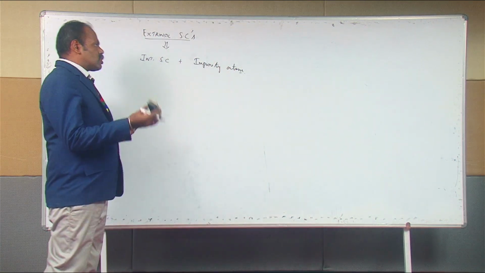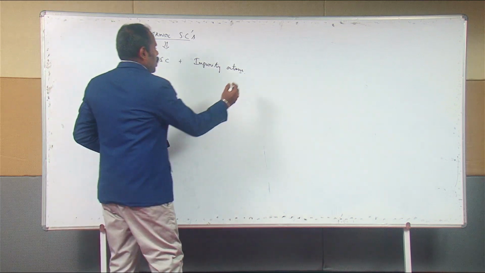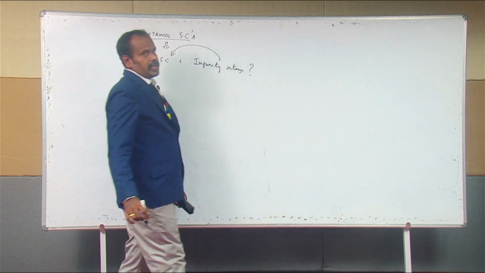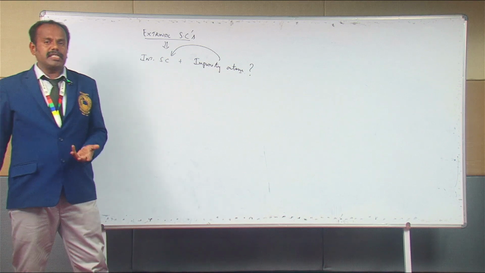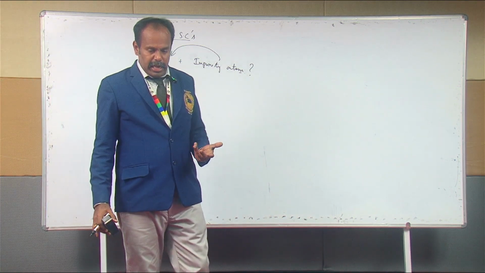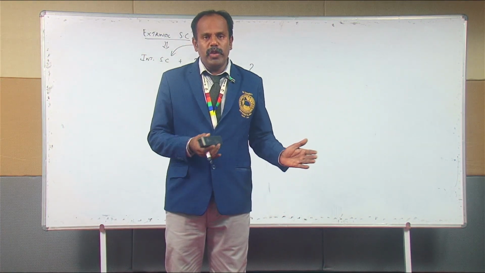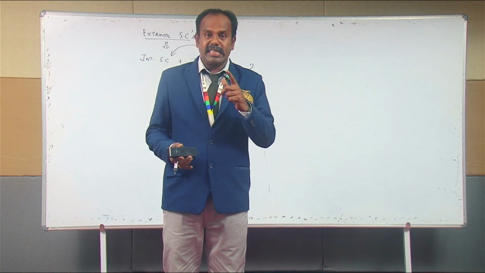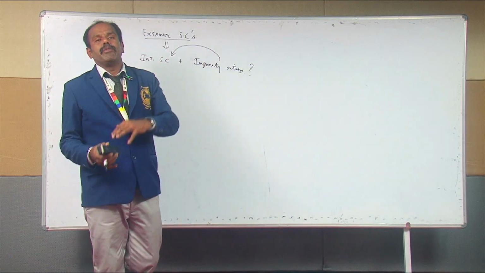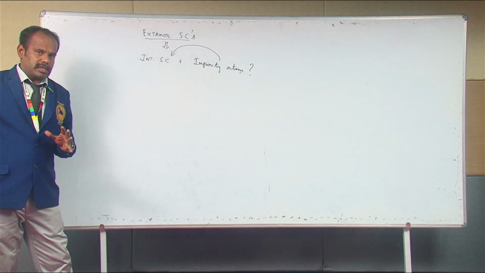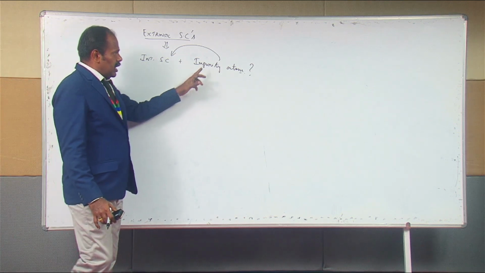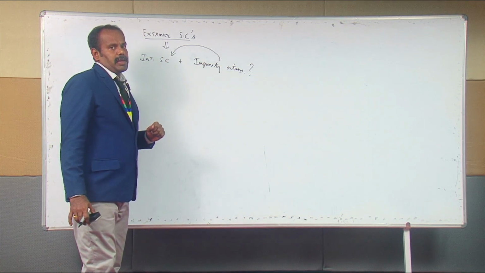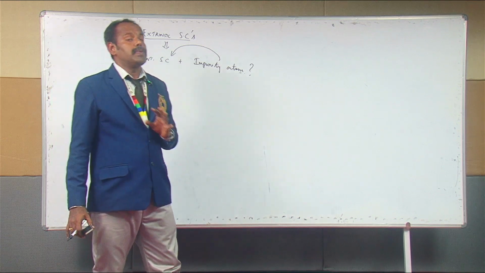Now, the next question that naturally follows is, why should we add this impurity atom into the intrinsic semiconductor? Why not use the intrinsic semiconductor in its pure form? Why should we contaminate it? It's not entirely right in the strict sense, but still we are adding some impurities, and there should be a purpose behind it.